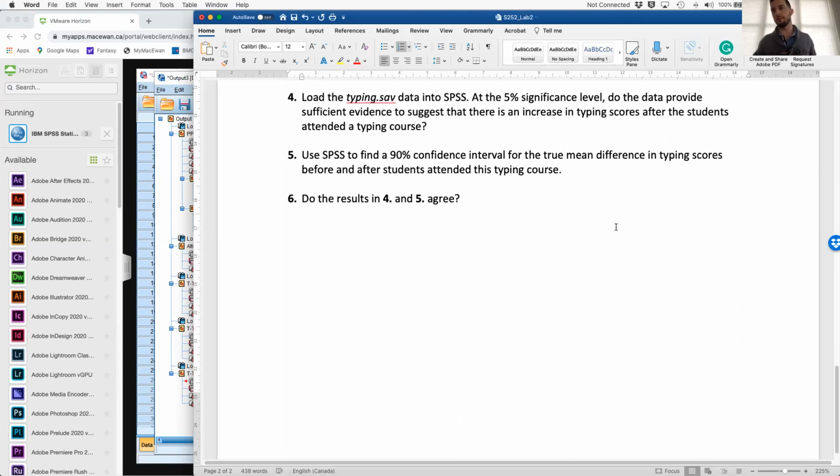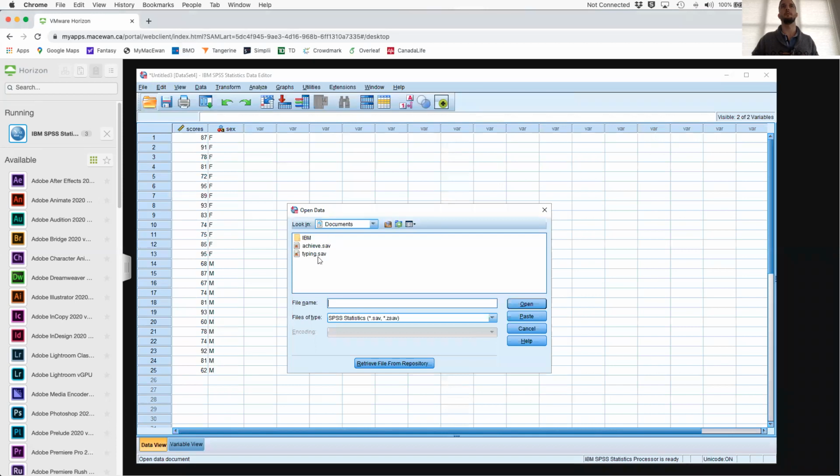Okay, so in questions 4, 5, and 6, we're going to take a look at how to perform a paired t-test in SPSS. The paired t-test is our 2-sample t-test that we use when the samples of data that we are working with are not independent. So we distinguish between the independent 2-sample t-test and the paired t-test based off of the structure of the data and how the data was collected. So to illustrate a paired data set, we are going to use the typing.sav data.